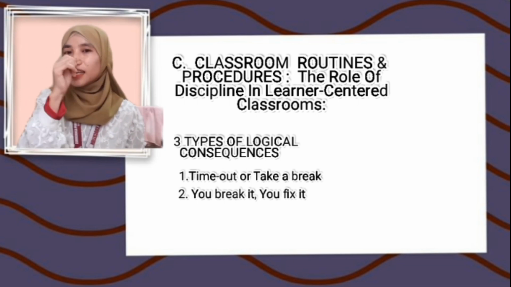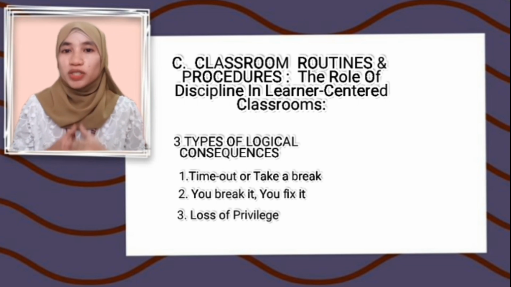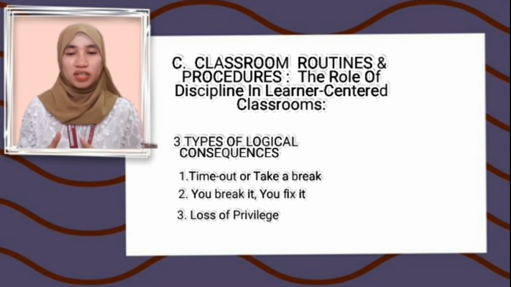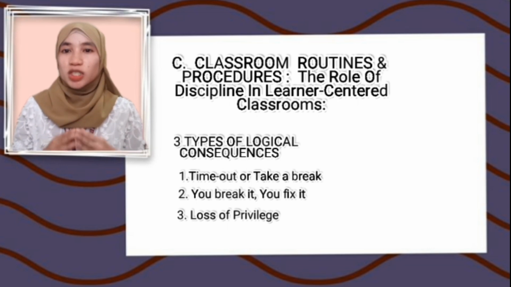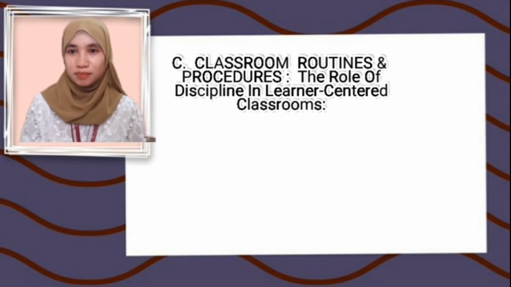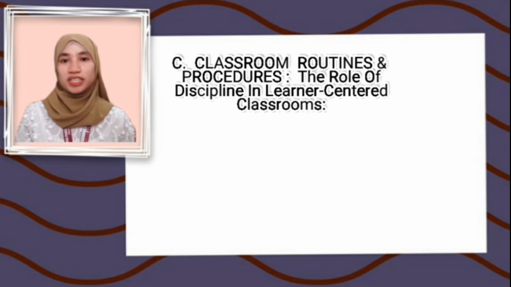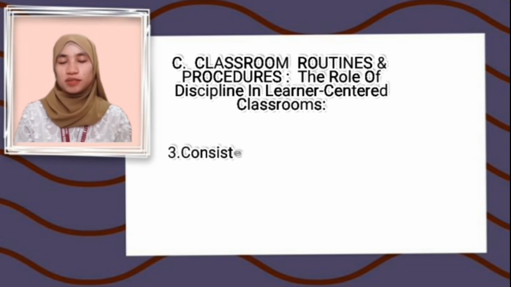And the third one is loss of privilege. Use this type of logical consequence when a student doesn't follow expectations, for example, losing a privilege until he or she changes the tone of voice. And the third classroom routine and procedure is consistent application.